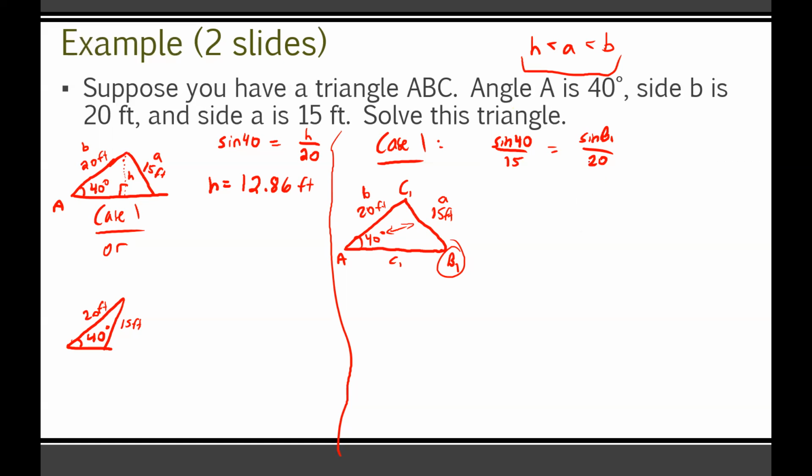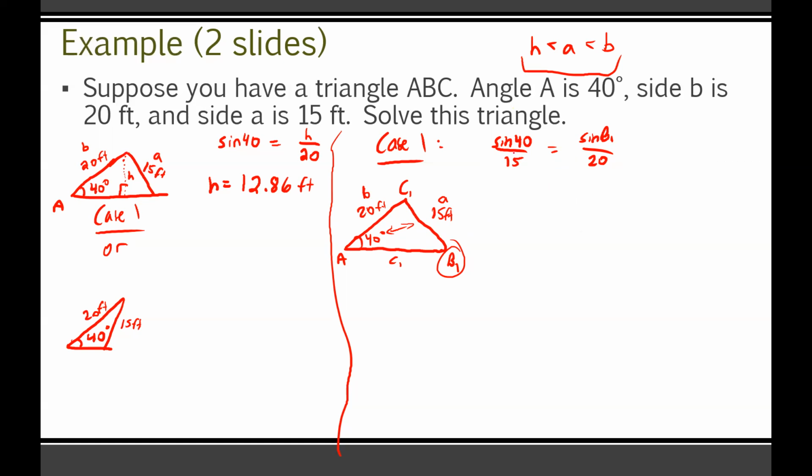So to solve for B1, we've got to multiply by 20 on both sides. This is where things are kind of weird. 20 times sine 40, and then take that answer and divide it by 15. And remember, when you're solving for an angle, you're going to end up having to undo a sine. So you're going to get a really disgusting number first things first here. Always round to at least 4 decimal places.